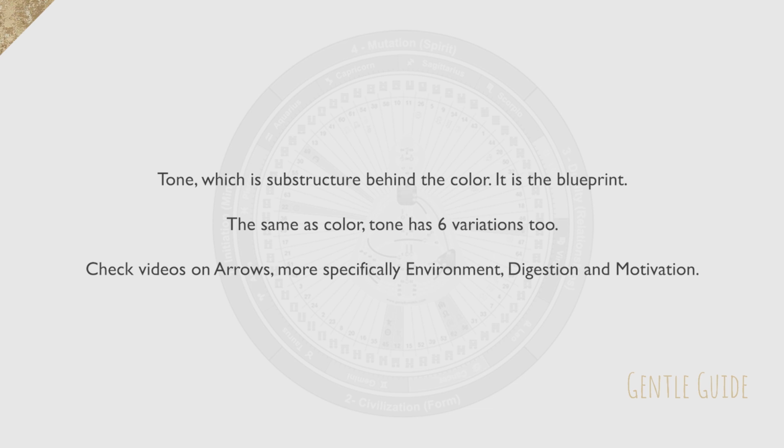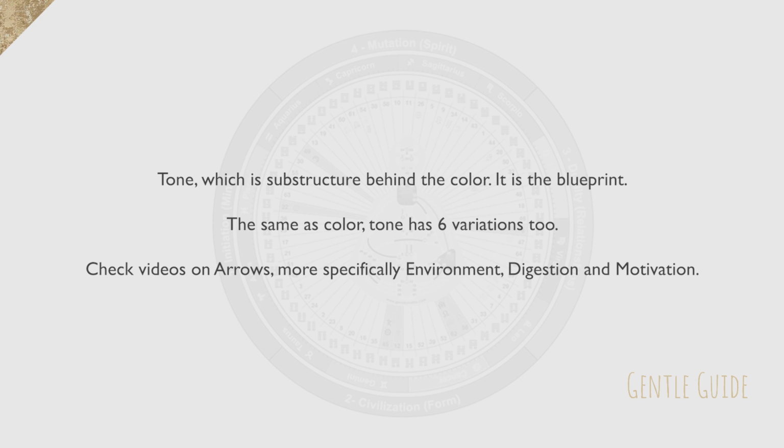Today I'm going to talk about tone, which is one step underneath the color, or the substructure behind the color. It is the blueprint. It is where everything is. The same as color, tone has 6 variations too. Okay, let's check the cognition and see what it tells us.